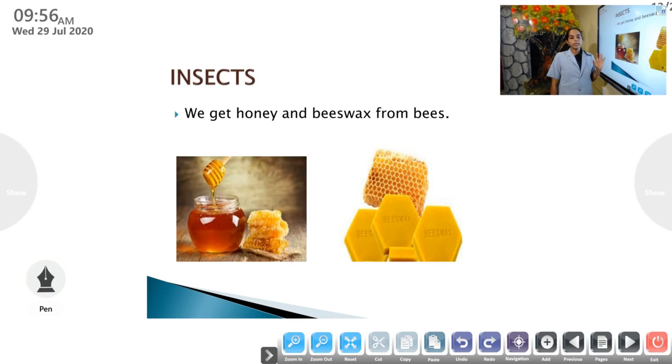The next is insects. See, insects are also very useful to us. We get honey. Have you eaten honey? And beeswax. This is a picture of beeswax. So we get honey and beeswax from bees.